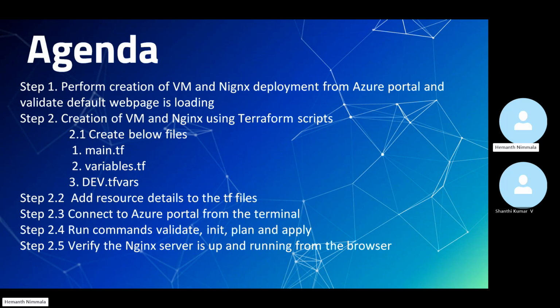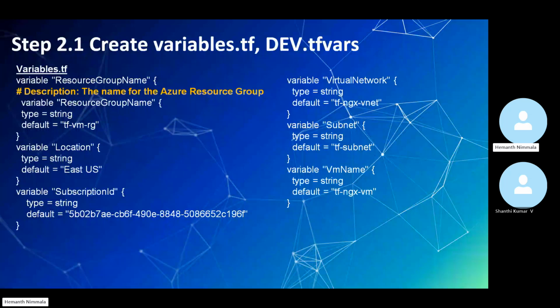So this is the agenda. First, we'll perform manual execution of this demo. Because there's some issue on the Azure portal, we should be able to at least create the VM, maybe not able to connect to the VM, but at least we're able to perform some tasks. And we'll come back to Terraform and execute these steps through the script.